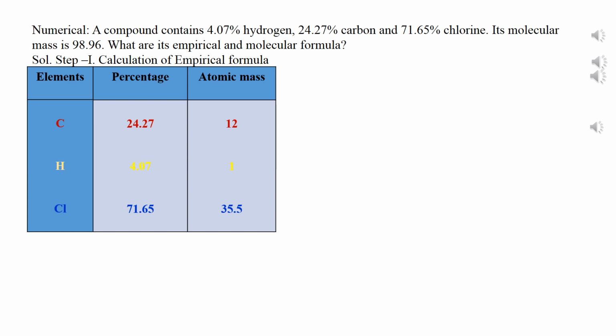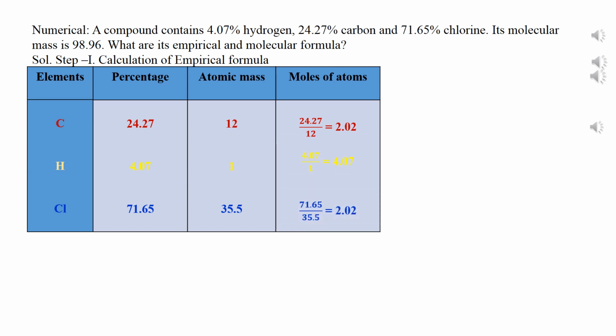So our next step is to find out the moles of atoms of each element. To find out moles of atoms, we divide the percentage of each element by its atomic mass. This gives the moles of atoms of various elements in the molecule. So in the first case, the moles of atoms of carbon is equal to 24.27 divided by 12. That comes out to be 2.02.